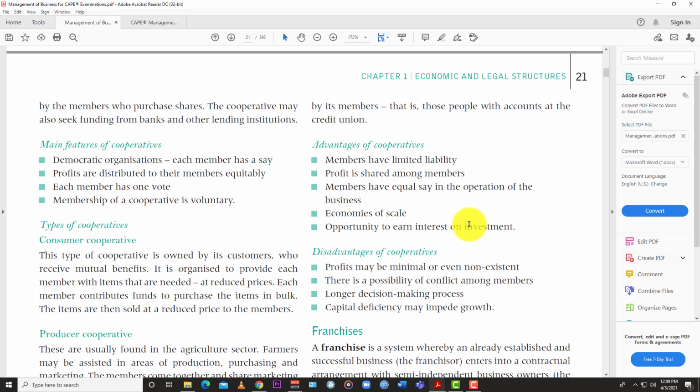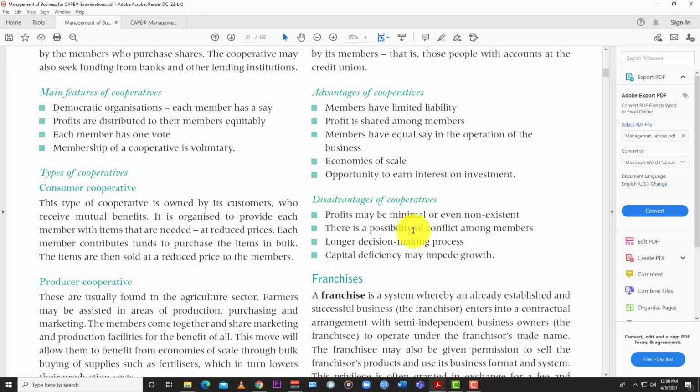Economies of scale, where production costs decline as you scale up your output. Opportunity to earn interest on investment. Like I said, for example, for the credit union, you earn decent interest rates when you have your savings account, more than the average commercial bank, because they want the best for you.